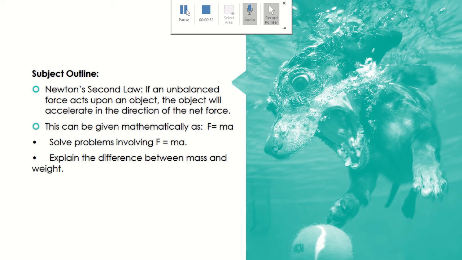And you're going to need to be able to solve problems involving this equation. And we're also going to look at the difference between mass and weight, and why in physics they're very different words, whereas in everyday life they're basically interchangeable.